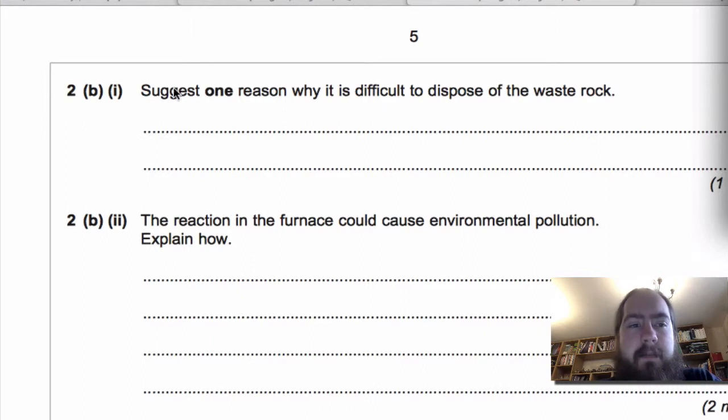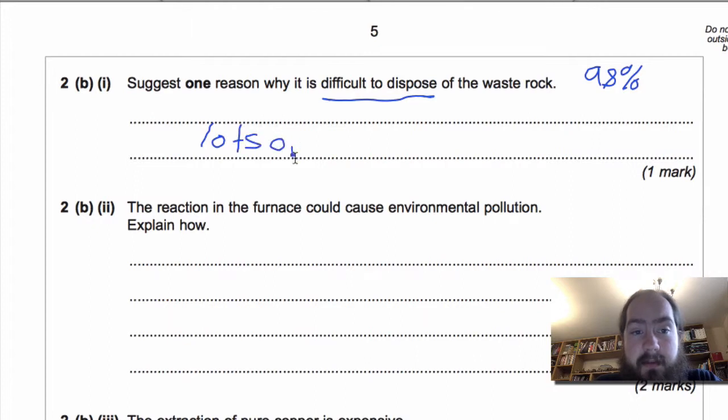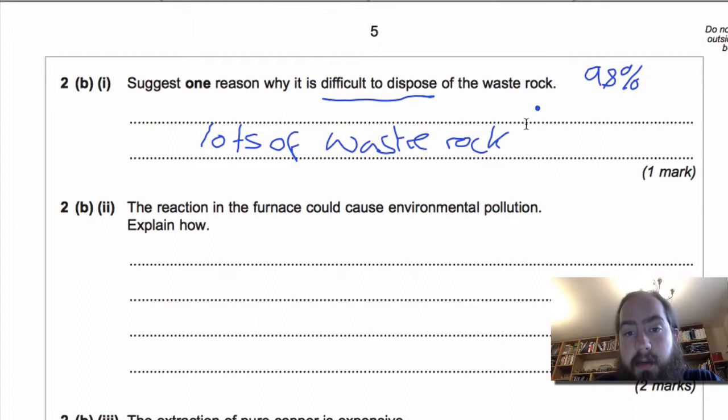This is the next part of the question. Suggest one reason why it is difficult to dispose, that means get rid of, the waste rock. One of the main reasons why it's difficult to dispose of it is just that there's so much of it. From our previous diagram, we could see 98% of it would be waste. So one reason is that there is lots of waste rock, 98%. That's going to be a huge amount.